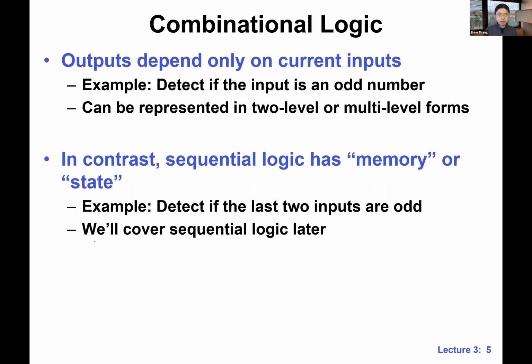But for sequential logic, we do have this notion of memory. Somehow, we can memorize the last two inputs. If you can do that, then we have something called sequential. Otherwise, if you do not memorize anything, and the output directly depends on the current input, we have something called combinational. So far, everything that we have seen, AND gate, OR gate, NOR gate, those are all combinational.